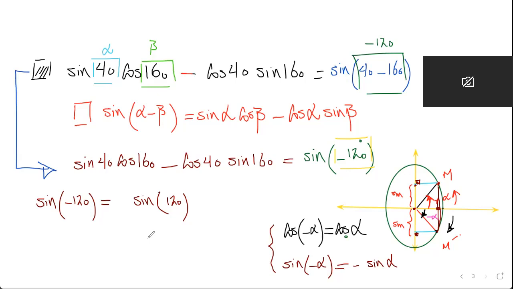Then what I'm going to do is this. I'm just going to put the minus here. Now I say that sine of minus 120 equals minus sine of 120. Now, my friend is asking me, what is sine of 120? It means that now we are just getting started. Now we have to find minus sine of 120.